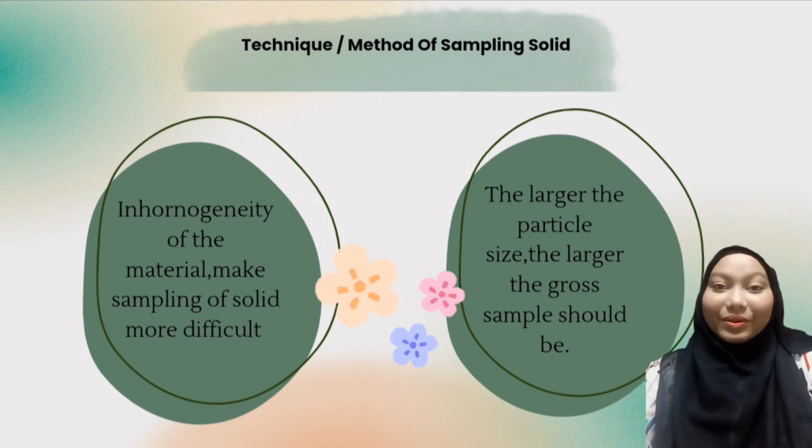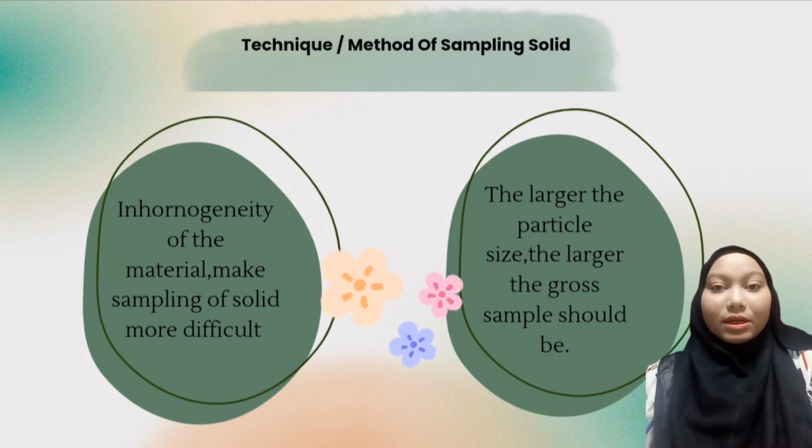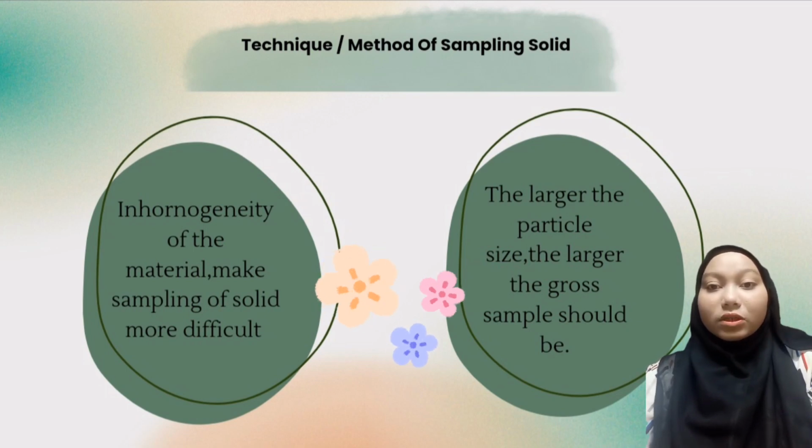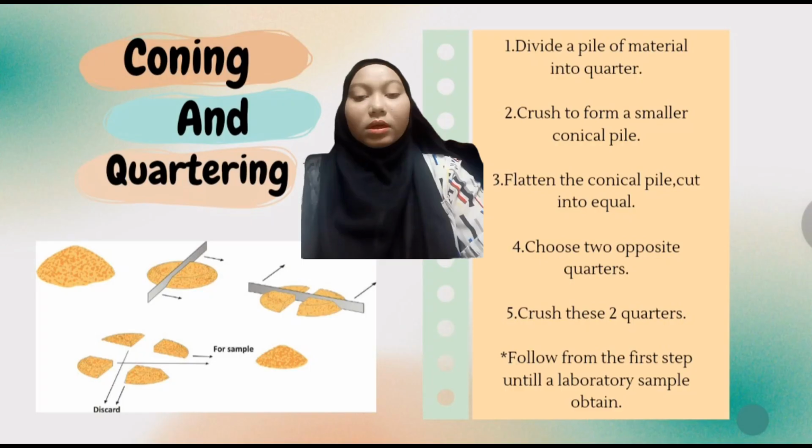Hi, today I want to present to you the technique or method of sampling solids. Sampling solids is difficult because of the inherent heterogeneity of the material. The larger the particle size, the larger the gross sample should be. The method that we are using for solid sampling is coning and quartering.